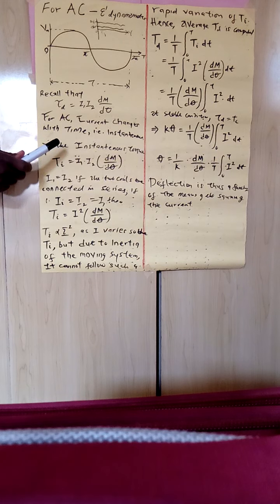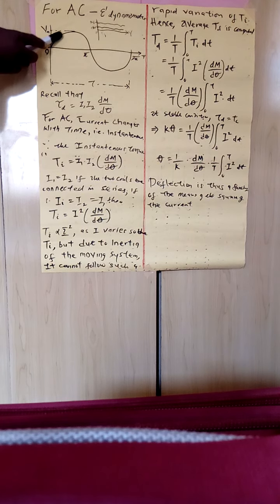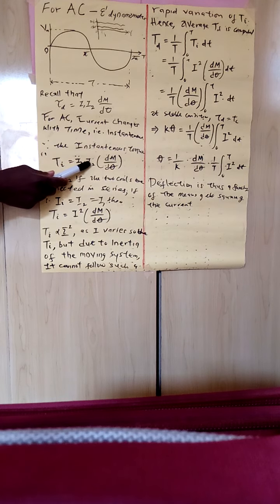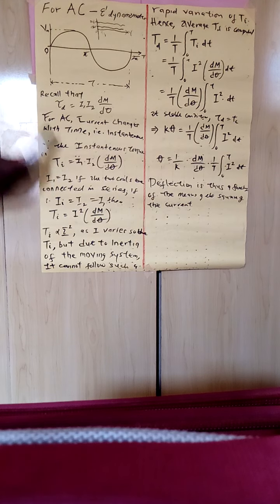So the instantaneous torque, because you know in the earlier class we made mention of the pointer changing as the voltage changes with time. Maybe it moves from 0 to the peak, it goes down, and you said in most times it's just vibrating at a point. That's what we said. Now, instantaneous means I1 I2 dM/dθ. That is the instantaneous torque.